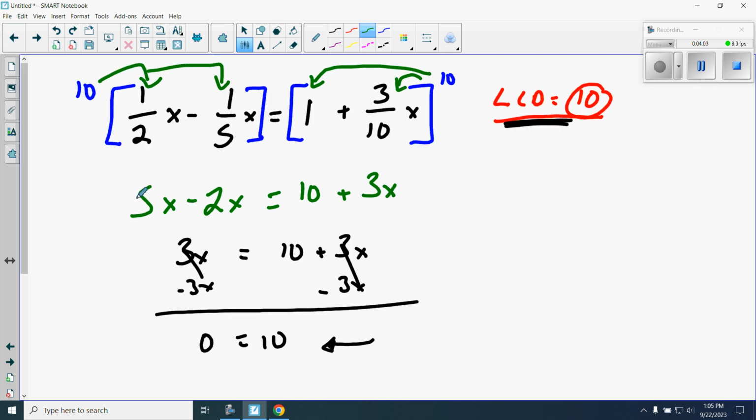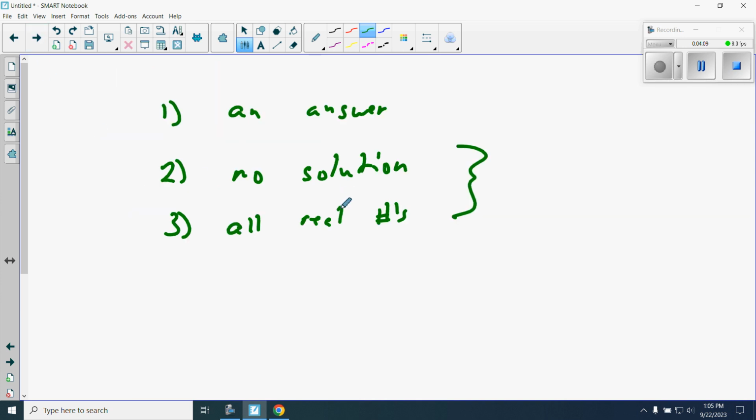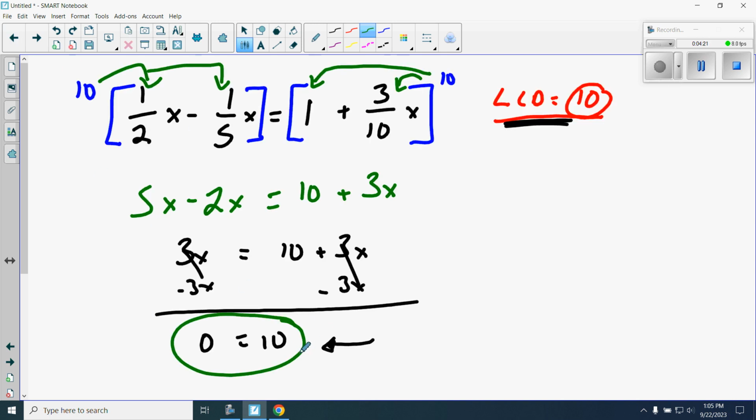And these two things are very similar in how we determine their outcomes. In this case, notice my x values disappear. In both of those philosophical answers, your x will disappear. No solution actually works out to what we've got. 0 does not equal 10. This is a false statement in math. This answer is no solution. There is not a thing there that will work.